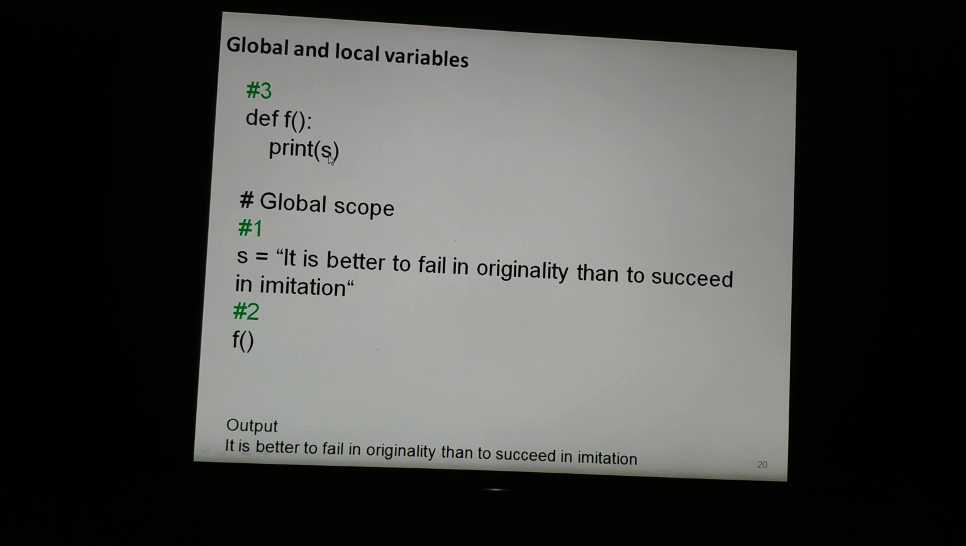Now what happens is the s value is global and there is no other s value throughout the program. So it is going to take the s value that is declared globally and print the string that is present inside s. So this is an example of a global variable, where s is having global scope.